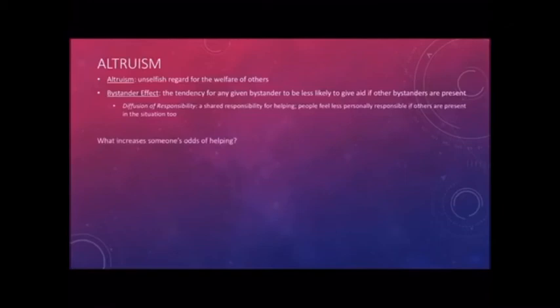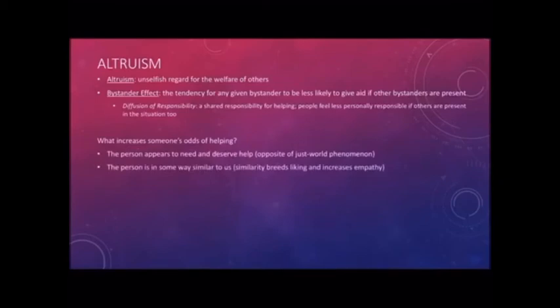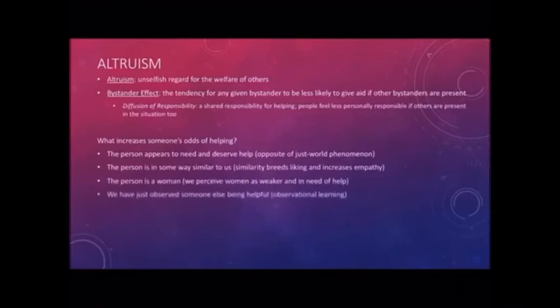But what might increase someone's odds of helping? What might make it more likely for someone to help instead of less likely? If the person appears to need and deserve help, the person is in some way similar to us. Remember that similarity breeds liking and increases empathy. The person is a woman. That's because we perceive women as weaker and in more need of help. We just observe someone else being helpful. That's observational learning. We're not in a hurry. If we are in a hurry, we definitely have the bystander effect and just assume someone else will help. I'm too busy, surely someone else will come along.